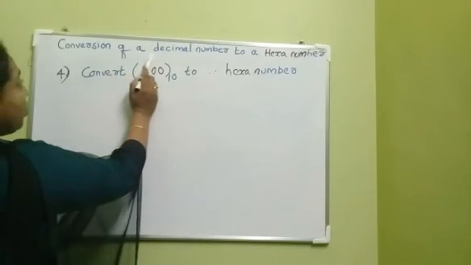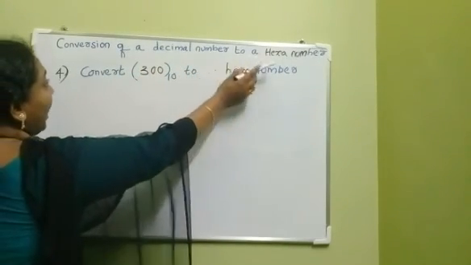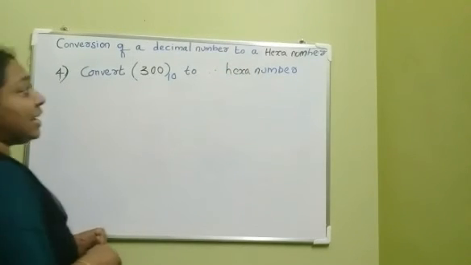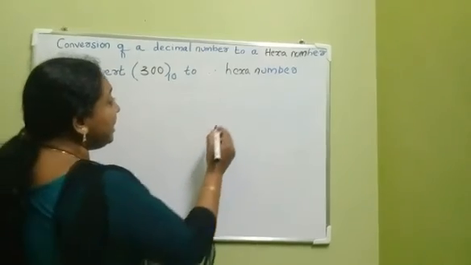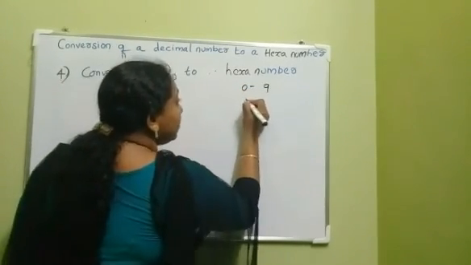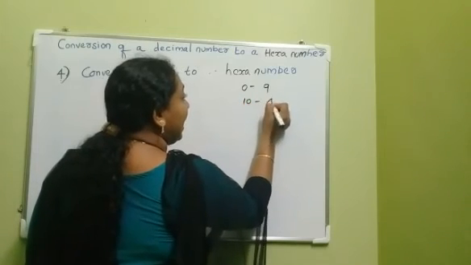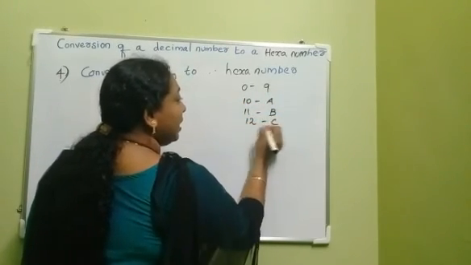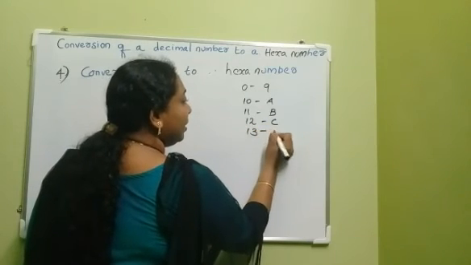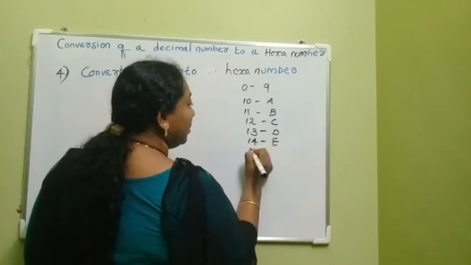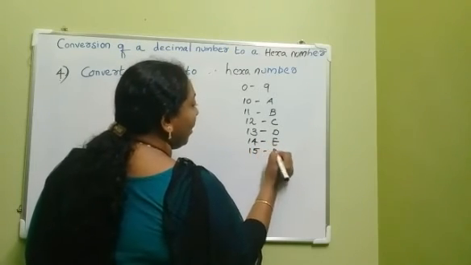Next, conversion of a decimal number to a hexadecimal number. We know that the hexadecimal number system deals with 16 digits, 0 to 9, and 10 represents A, 11 B, 12 C, 13 D, 14 E, 15 F.